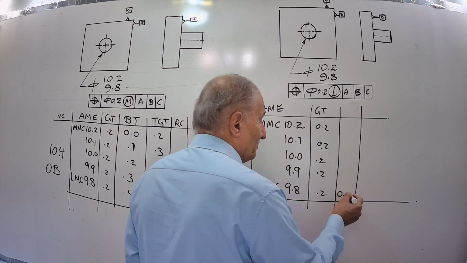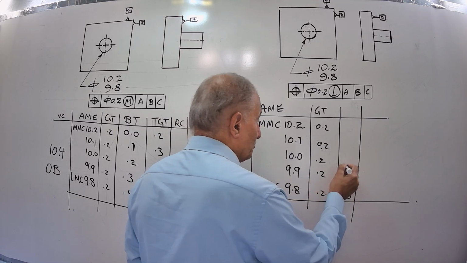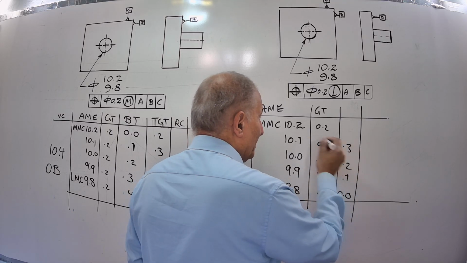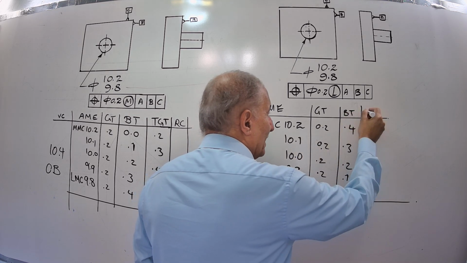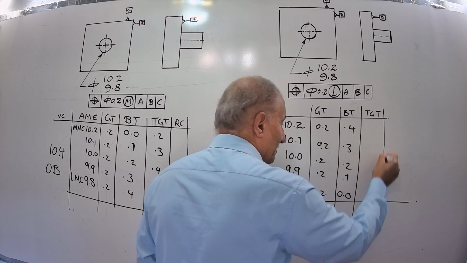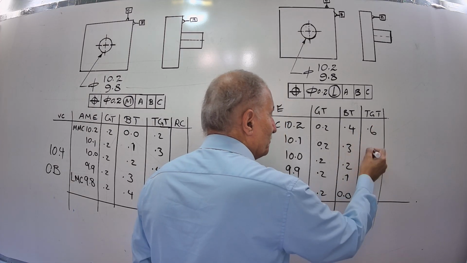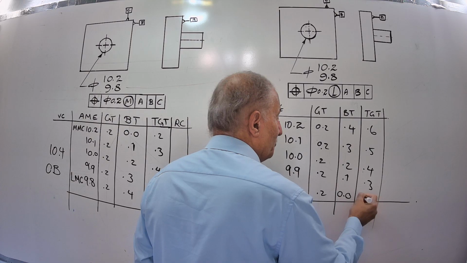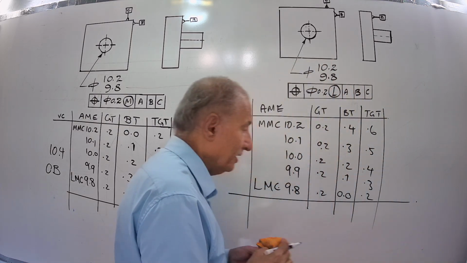Then bonus for LMC is 0. For this one, how much do you depart? 0.1, how much, 0.2, how much, 0.3, how much, 0.4. That's the bonus. And total geometric tolerance is the summation of bonus and geometric tolerance: 0.6, 0.5, 0.4, 0.3, 0.2. That's the table here.